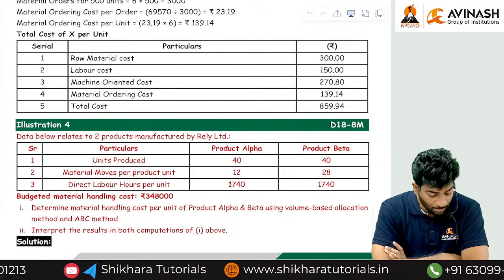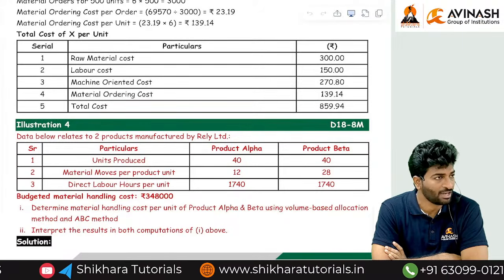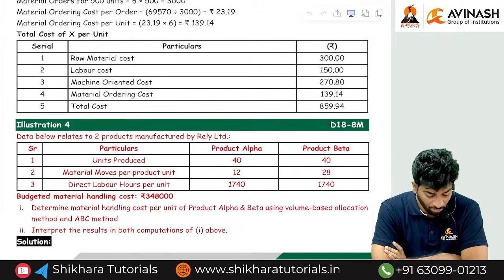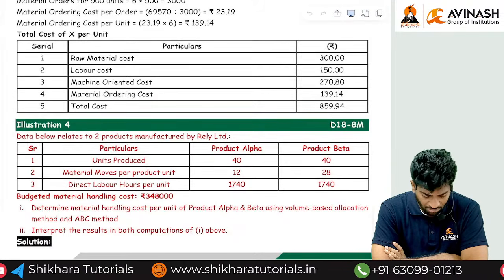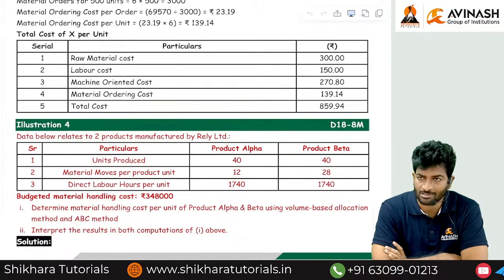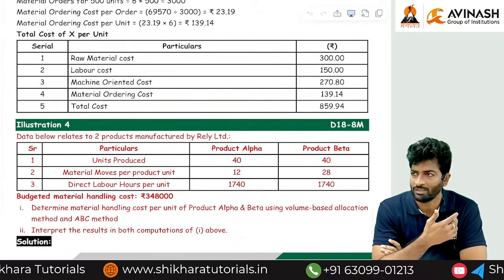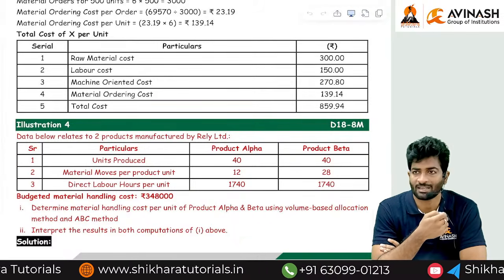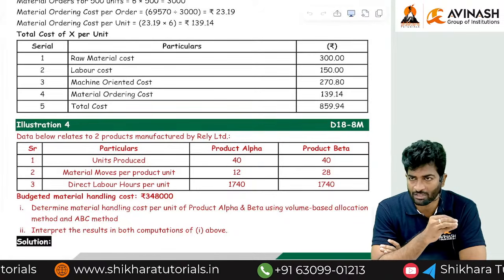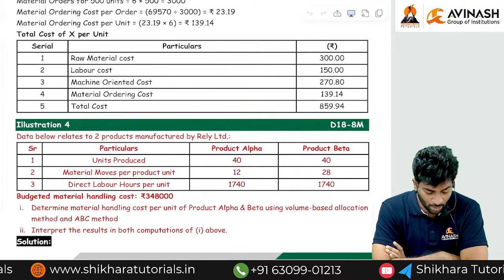Next, budgeted material handling cost 3,48,000 rupees. I think we don't have any other number. I think this is the total handling cost. I think we know handling cost is nothing but it is an indirect cost, right? So overhead, right? So we have 3,48,000 rupees.